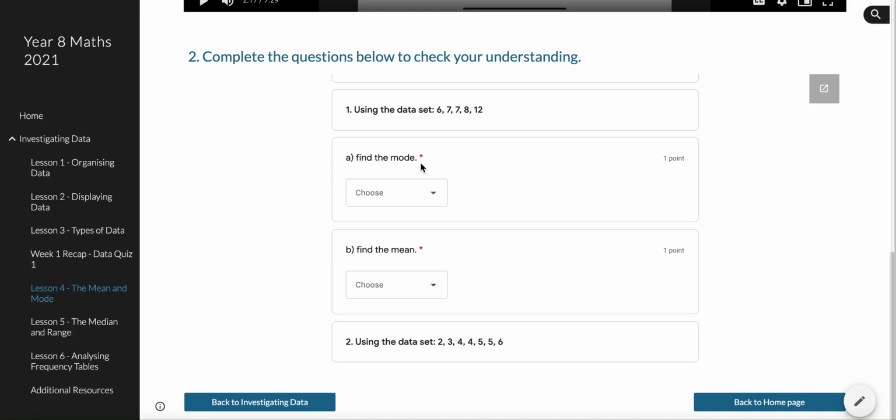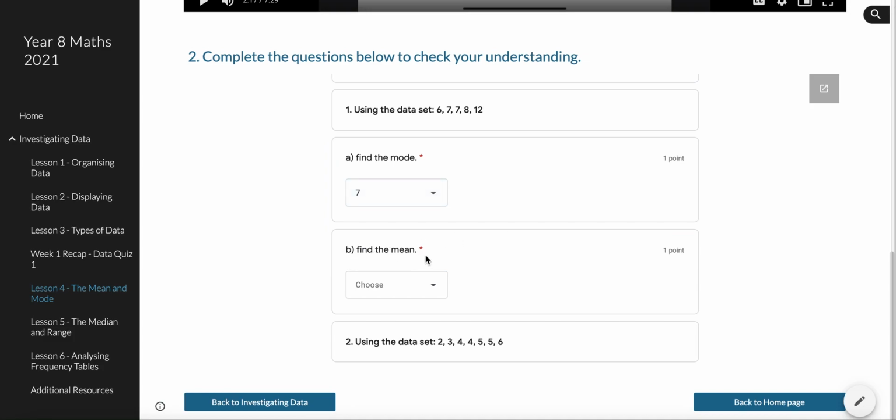Okay, so the mode is the score that occurs the most often. So that's the score that you see here the most. Now, which score appears more than once here? Well, there's only one, and it's 7. 7 occurs twice, and none of the other scores occur more than twice. So 7 is our mode.